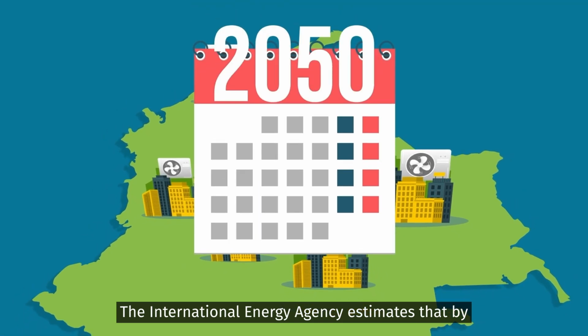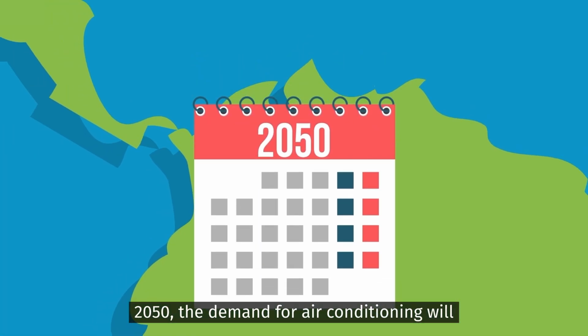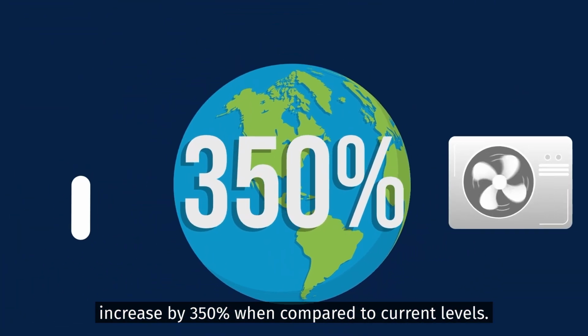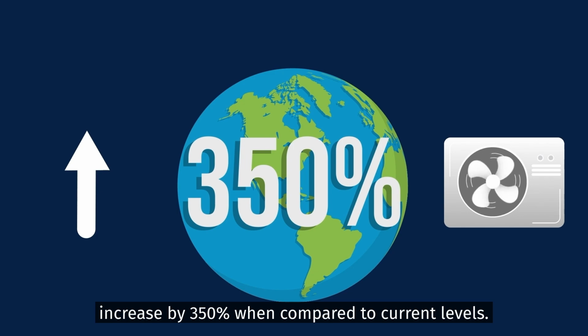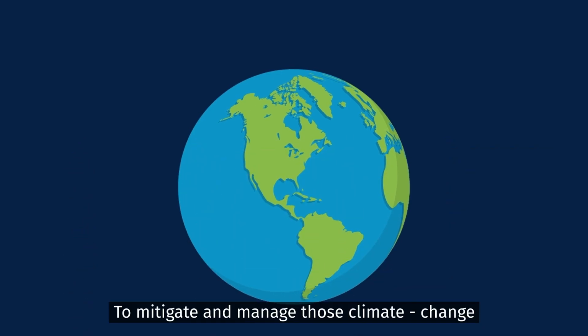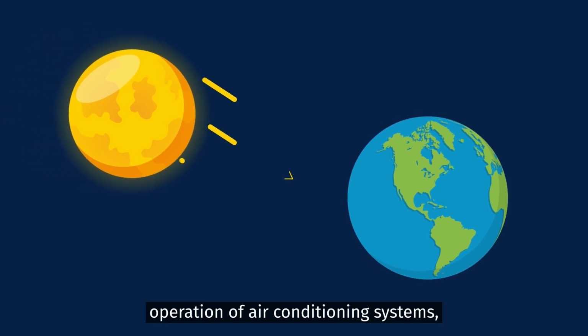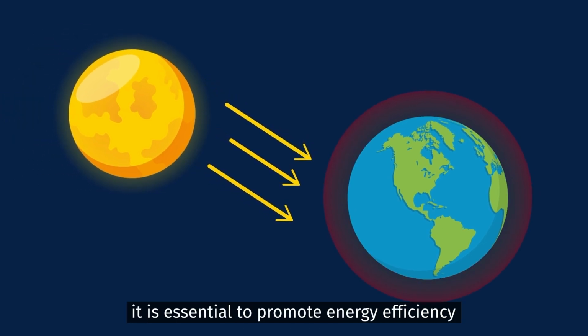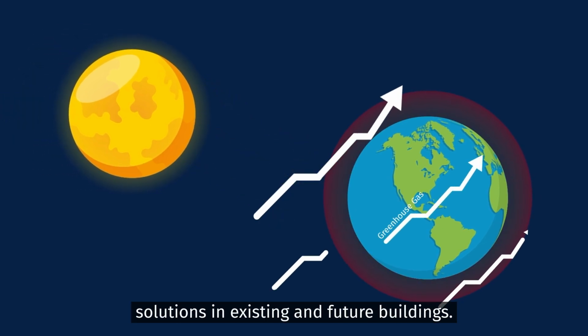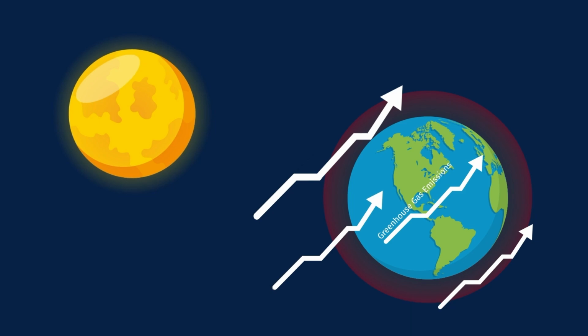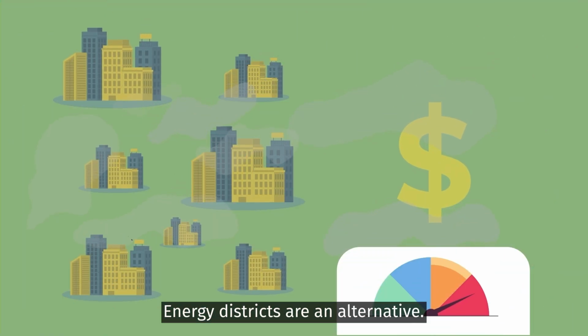The International Energy Agency estimates that by 2050, the demand for air conditioning will increase by 350% when compared to current levels. To mitigate and manage those climate change impacts caused by the operation of air conditioning systems, it is essential to promote energy efficiency solutions in existing and future buildings. Energy districts are an alternative.